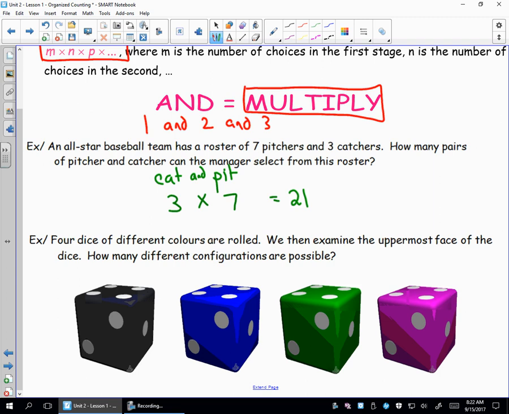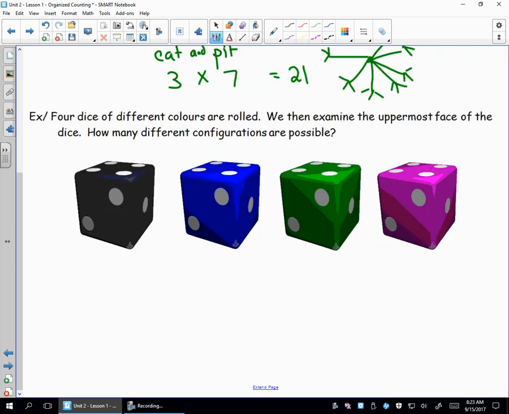If you really wanted to, you can make a tree diagram. You'd have to have 1, 2, 3, 4, 5, 6, 7, and then off each of those all your catchers, right? If you add that all up, you're going to get the same answer, but this is way messier to deal with than just 7 times 3. But if you need help starting a problem, a tree diagram will always be our go-to tool when we have stages.